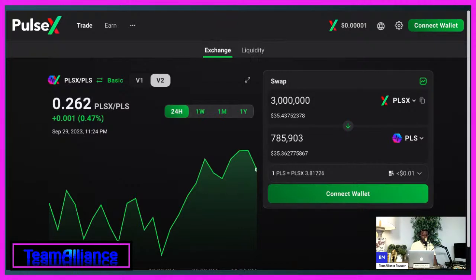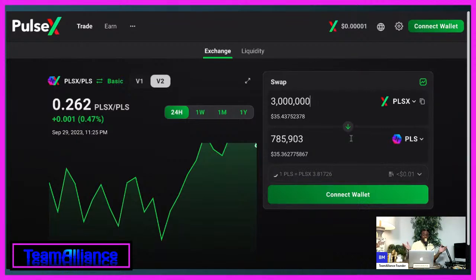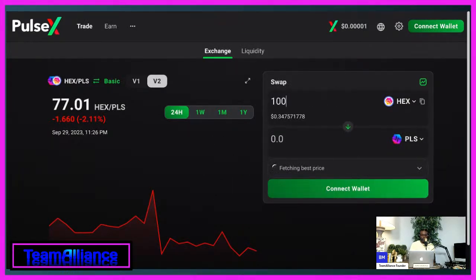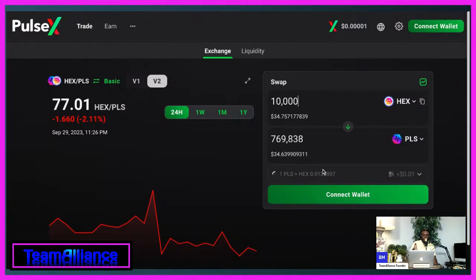You're paying attention? This is how I'm building my bags up. This is how I'm buying more. $100 got me 2.3 million Pulse. How much Pulse did we say got 10,000 HEX? Let me go back to HEX from Ethereum. To get the 10,000 HEX on Ethereum, it's probably going to be close to the same amount as the 3 million PulseX. Let's see. There it is, 769,000 Pulse. So I can get 3 million PulseX, and I can get 10,000 HEX on Ethereum for 700-something thousand Pulse. And I just bought 2.3 million. So you see how I'm able to get anything that I want in the ecosystem.